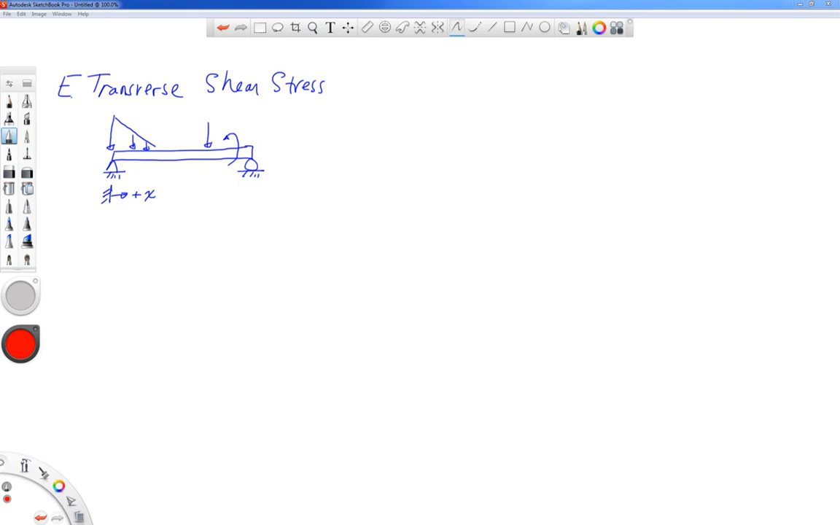Here's a simply supported beam. It has some different loads on it. There's a triangular distributed load, a point force, and a point moment. And our x-axis goes down the axial direction of the beam. If I want, I can take a free body cut out of a section of this beam, and I'm going to do this kind of in the middle here. I'm going to draw this off to the side.